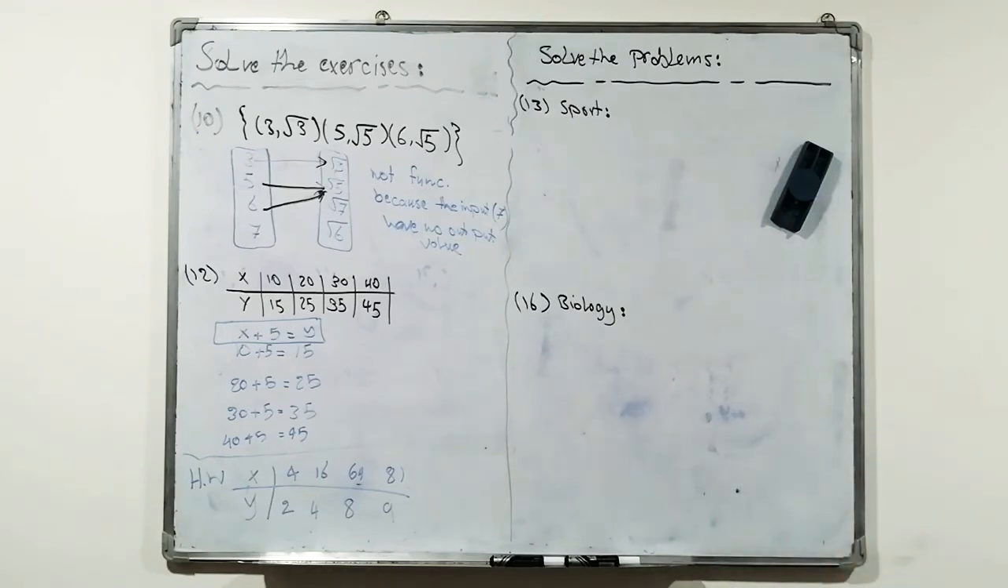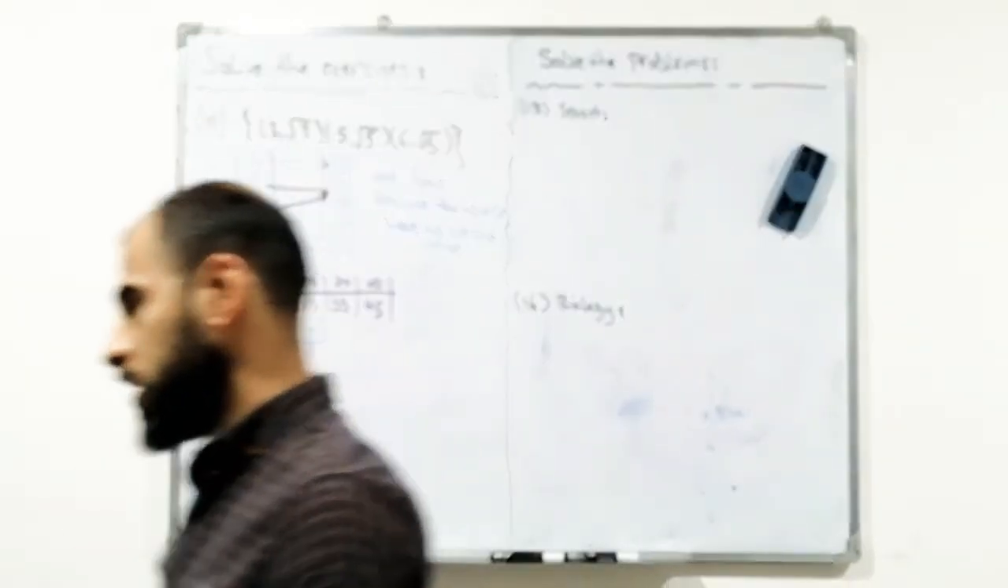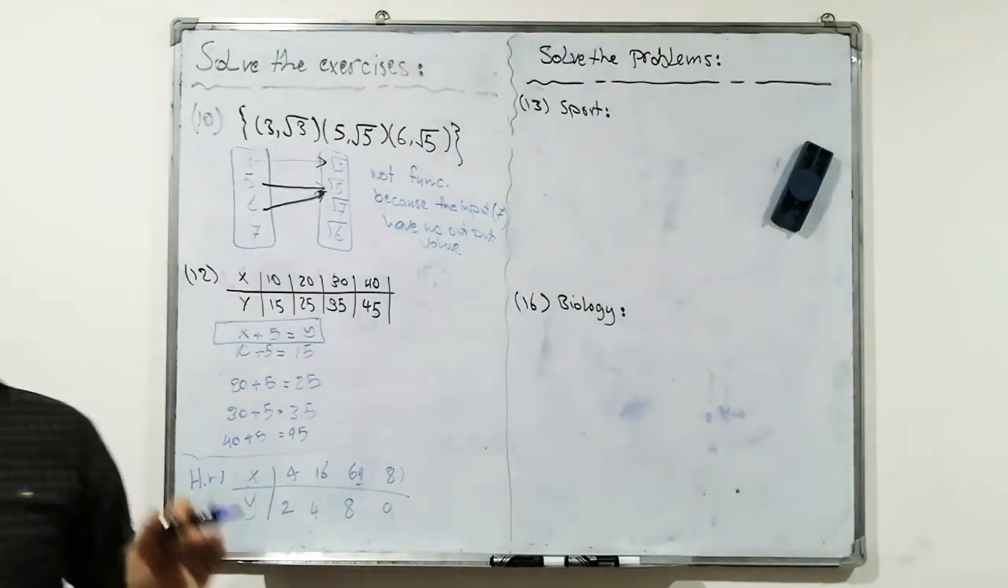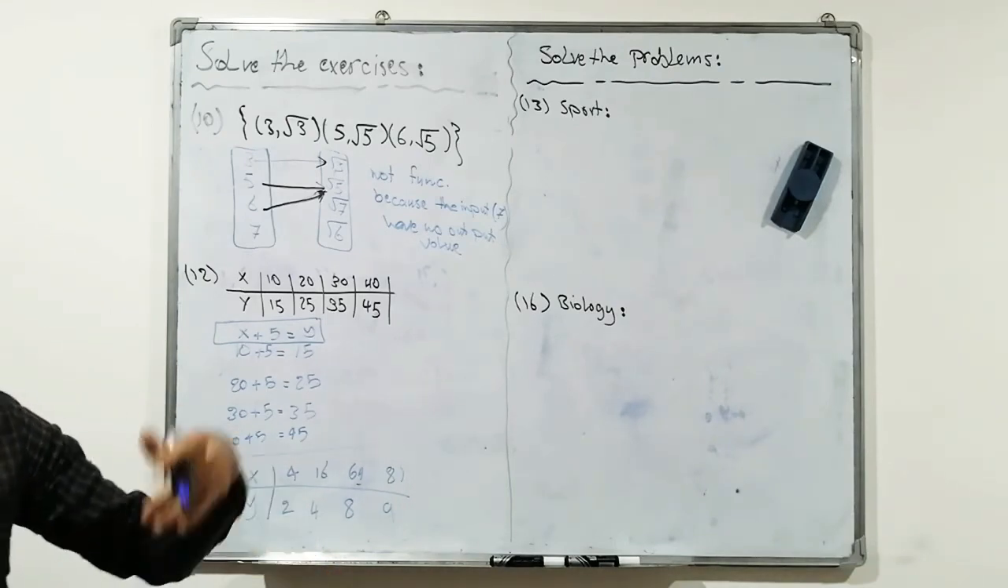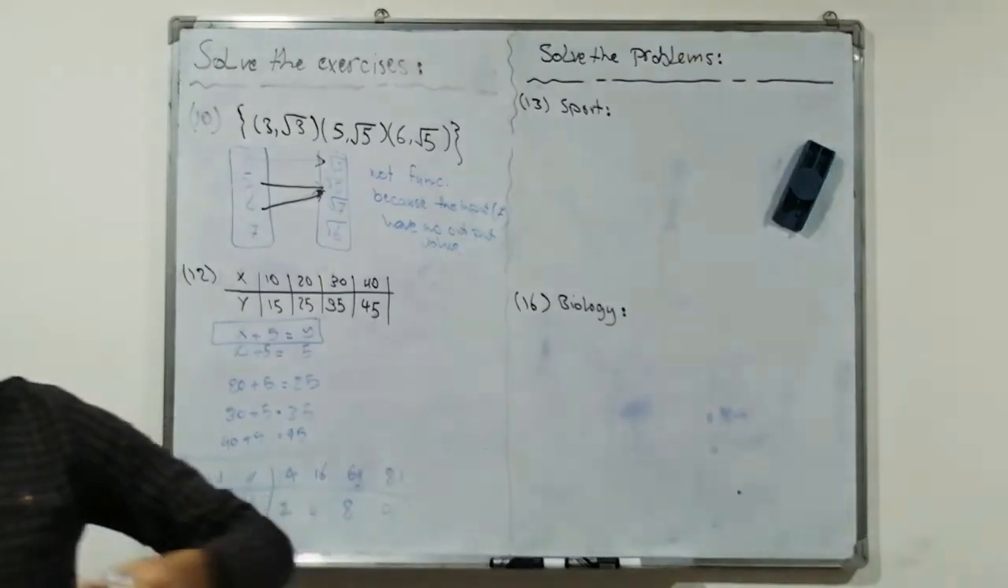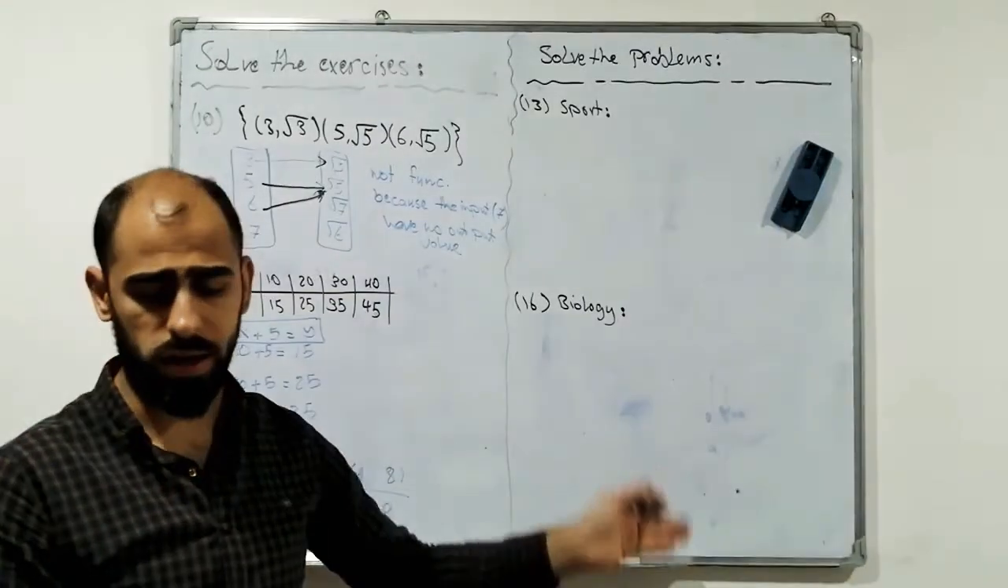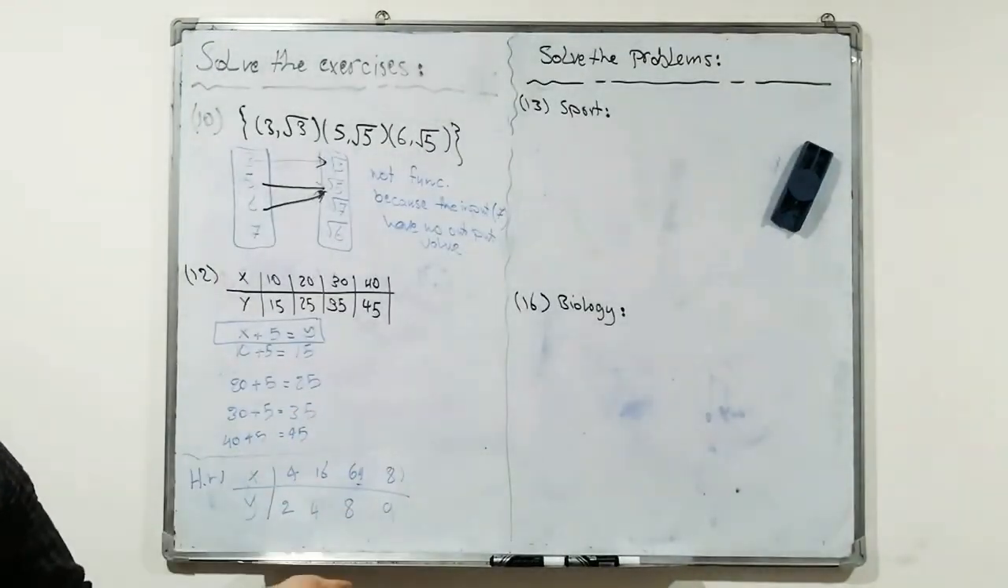Here we have, he told us that Muhammad is a swimmer. In 1 hour, he swims 9.5 kilometers. So what is the number of kilometers if he swims for 2 hours? And what is the number of kilometers if he swims 4 hours? And what is the number of kilometers if he swims for 6 hours?